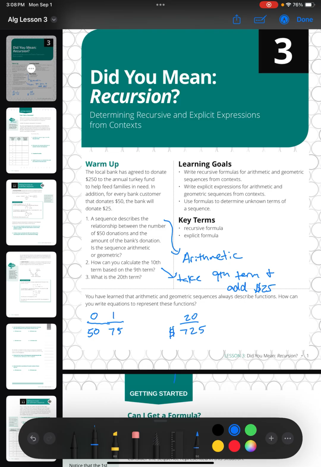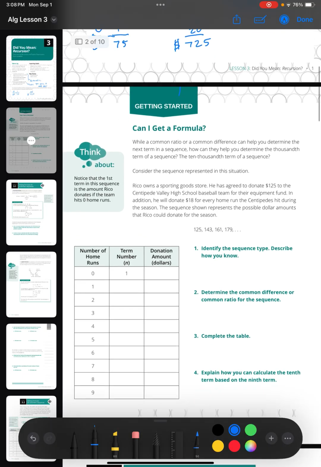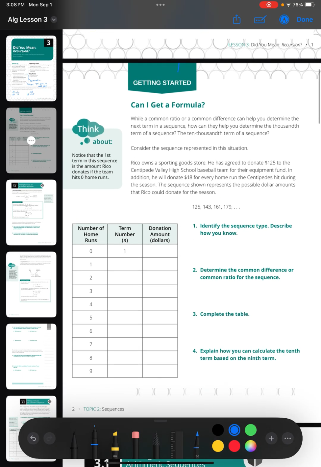All right, so we're going to look more at how we develop these sequences, and different formulas we can use. Moving to the next page where it says getting started. It says why common ratio or common difference can help you determine the next term in a sequence. How can they help you determine the 1,000th term, the 10,000th term in a sequence? That might take you a long time if you're going to sit there and add that number over and over again.